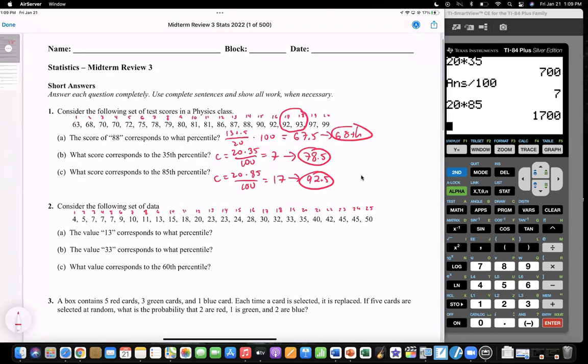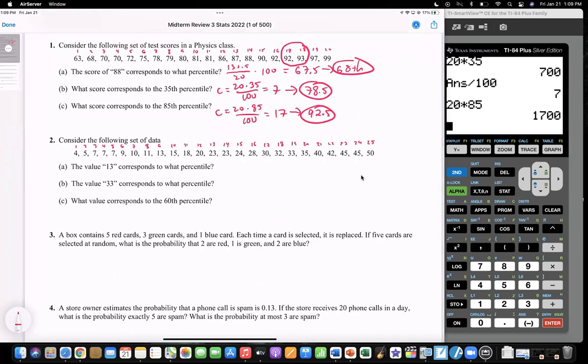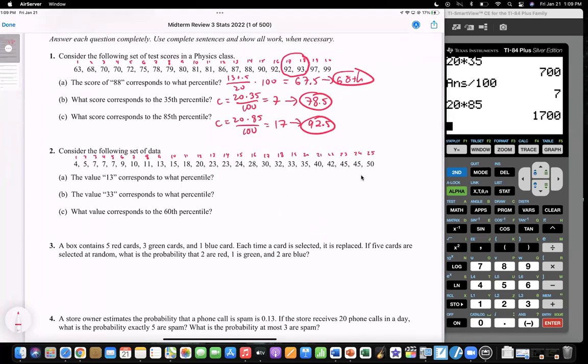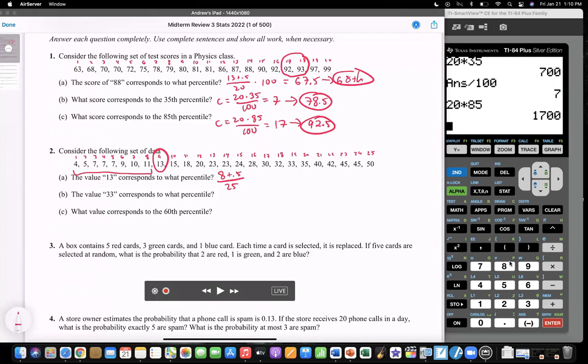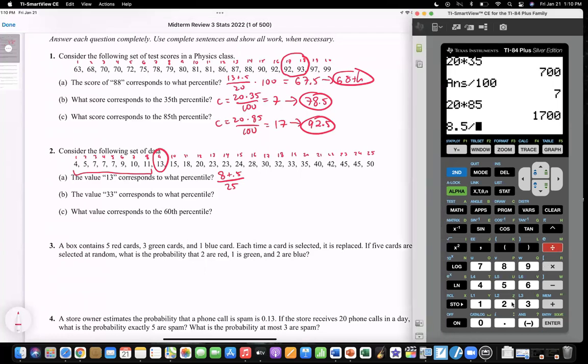All right, let's look at number 2 here. So now we have 25 values. Same formula, but we're just going to use 25 instead of 20. So the value 13 corresponds to what percentile? 13 is here, so that's the 9th value, which means we have 8 values below it. Remember, the number of values below it, add on 0.5 and divide by the 25, since we have 25 total values now. So 8.5 over 25 gives me about the 34th percentile.